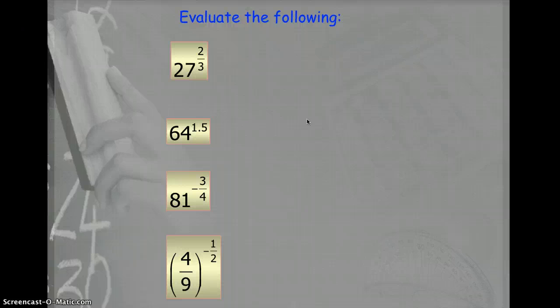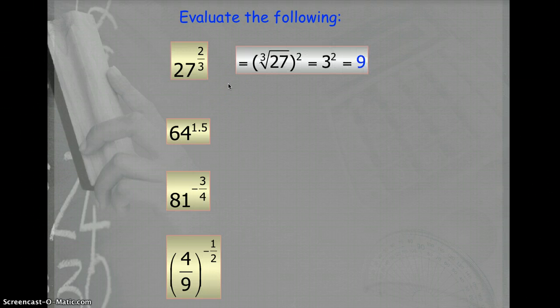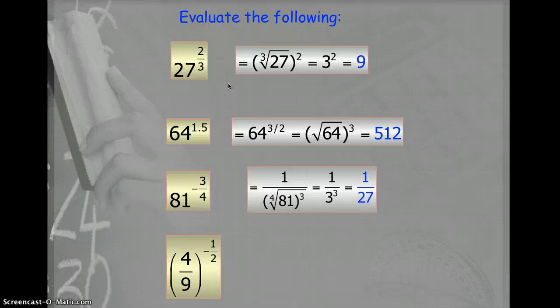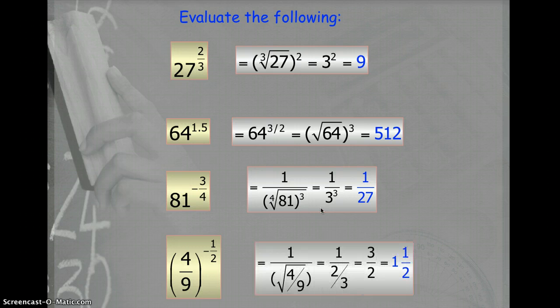Now, evaluate the following problems. Again, stop the video and solve them. To continue, here are your answers. It's the cube root of 27 raised to the second power. It's 9. 64 raised to 1.5, which is the same as 3 halves, so you should have 512. And remember that when you have a negative exponent, it's actually 1 over your expression down below. So it should be 1 over 27. The last one should be 1 and 1/2.